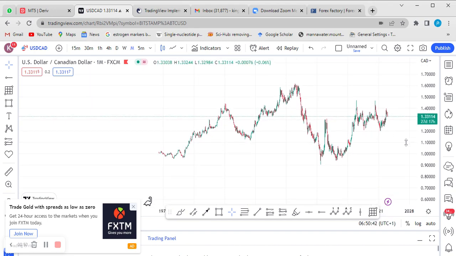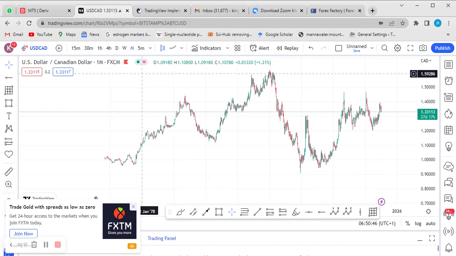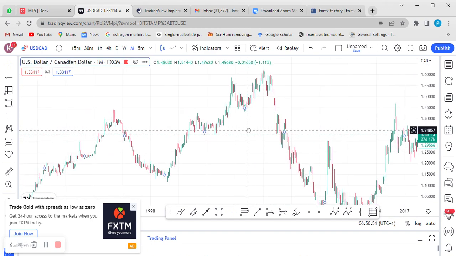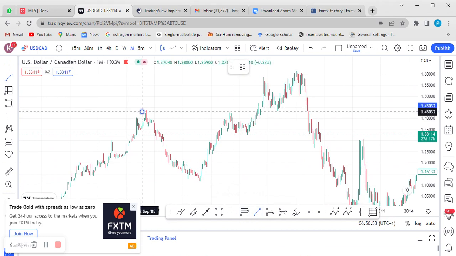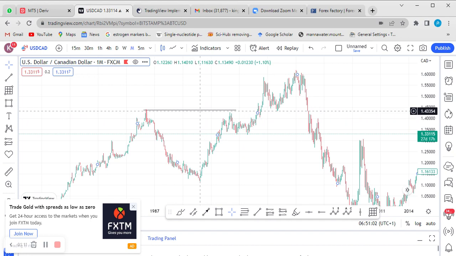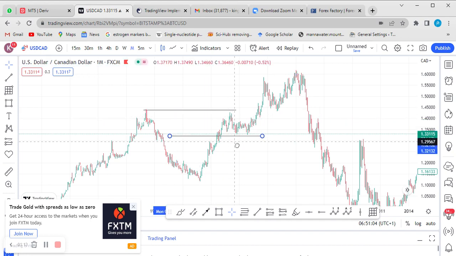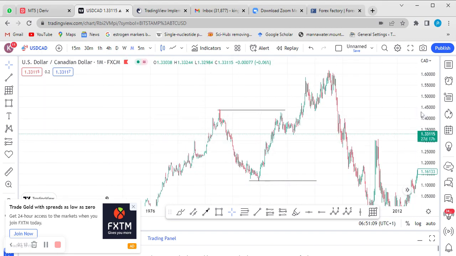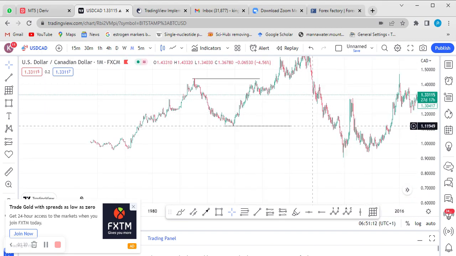So we need to know what is going on on the pair. So on the weekly, on the monthly time frame. All right. So we see here that we had a break of structure, which shows a bullish run. And what happened? Price changed structure here.